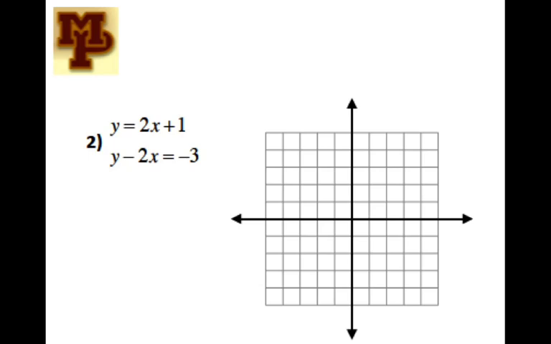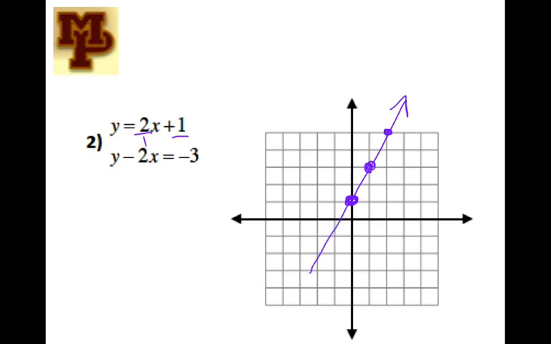Okay, number 2, both of these are in, actually the top one's in slope-intercept form. So we're going to go up to 1, put a nice dot. Then the slope is up 2 over 1. So we're going to graph that. And we can do that again.